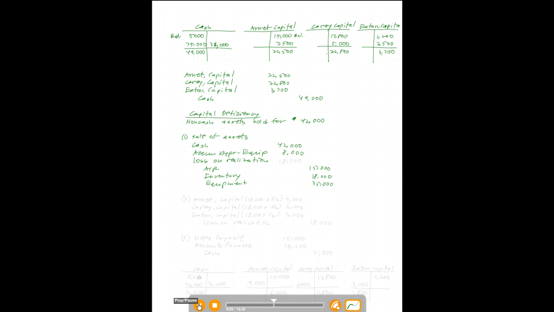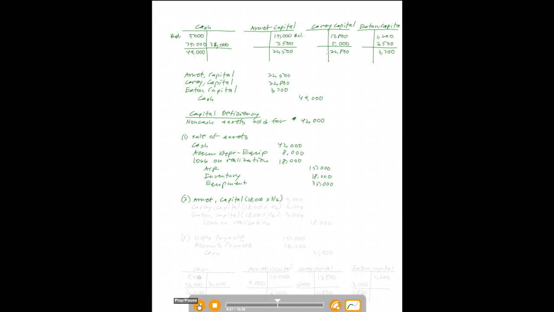So if you add up the credits and subtract the debits, you'll see that we have a loss of 18,000. Now, just like before, that $18,000 loss has got to be allocated to our partners according to their 3 to 2 to 1 ratio. So we are going to be debiting each one of the partners' capital accounts for the 18,000 times their ratio.